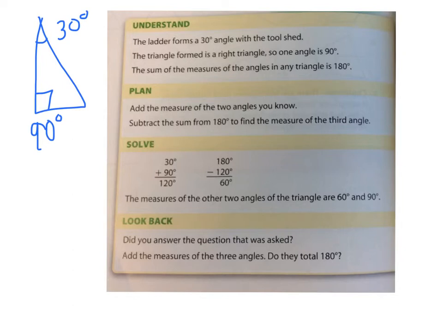Okay, so the plan is we're going to add, just like Jonathan did, the measure of the two angles we know, 90 plus 30, right, which is 120. And then subtract the sum from 180, which is what they did right here, to find the measure of the third angle. The measures of the other two angles of the triangle are 60 degrees and 90 degrees.